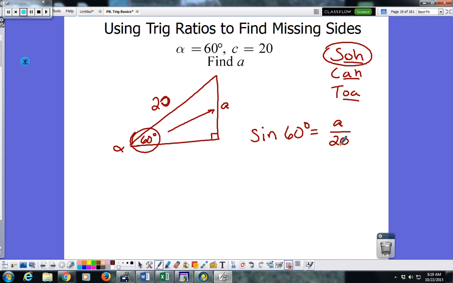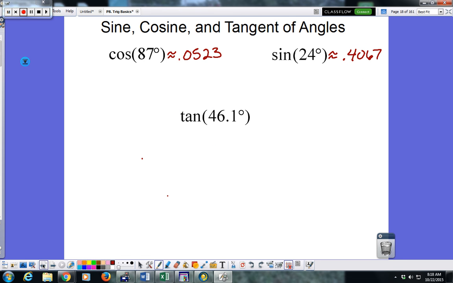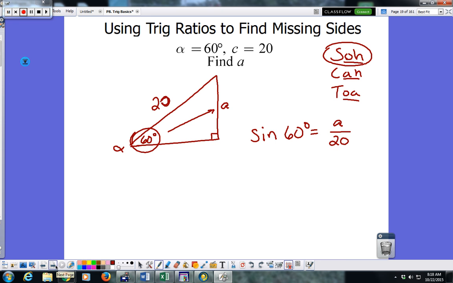From the previous examples, anytime you see sine of 24, cosine of 87, tangent of something, that's a number. Cosine of 87 was that number. Sine of 24 was that number. The sine of 60 is a certain number. Type that in your calculator. What do you get? Sine 60? 0.8660. Do you see now it's a little one-step equation?